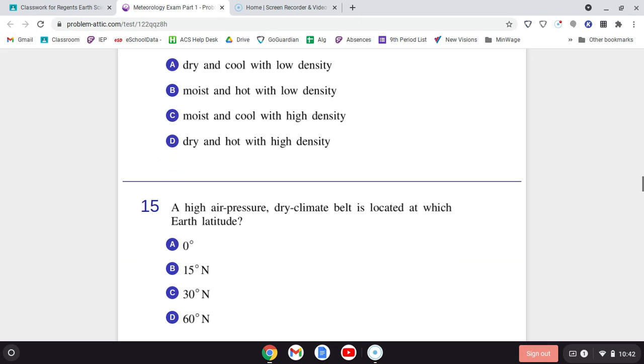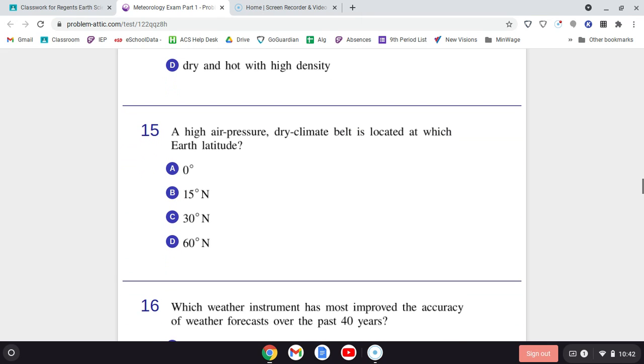Lucy, we're on number 15 if you want to hop on. What's that? Number 15.